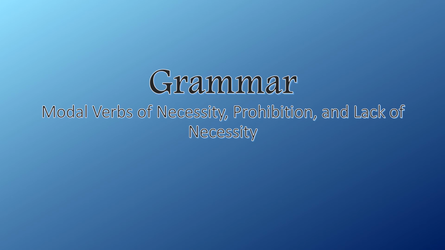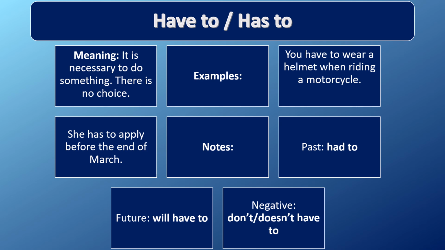Grammar: modal verbs of necessity, prohibition, and lack of necessity. Have to, has to: it is necessary to do something. There is no choice. Example: you have to wear a helmet when riding a motorcycle. Past: had to. Future: will have to. Negative: don't, doesn't have to.